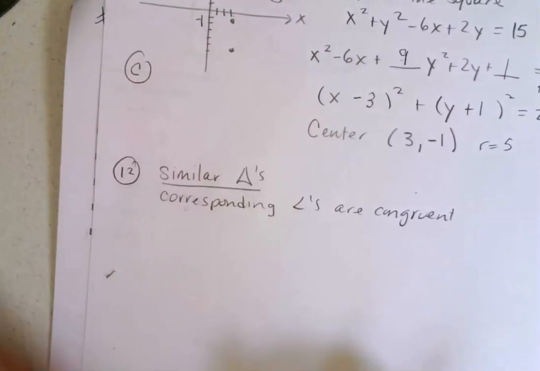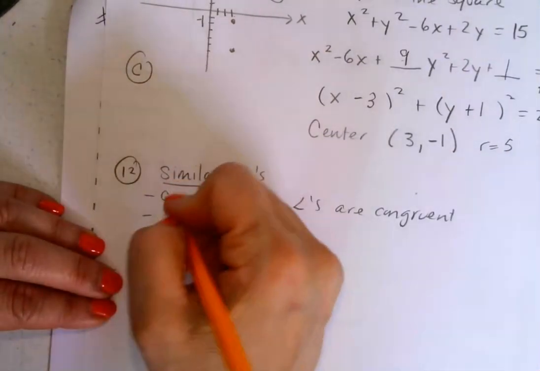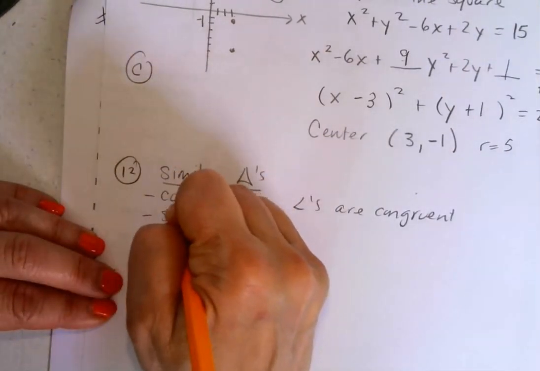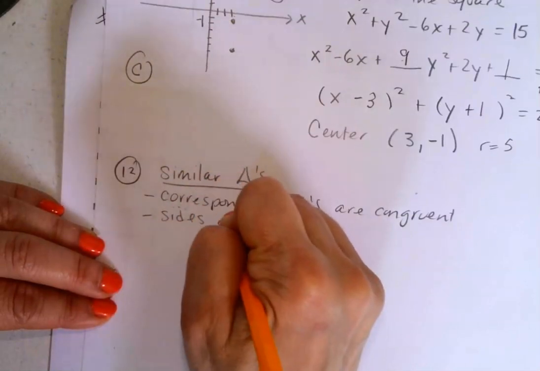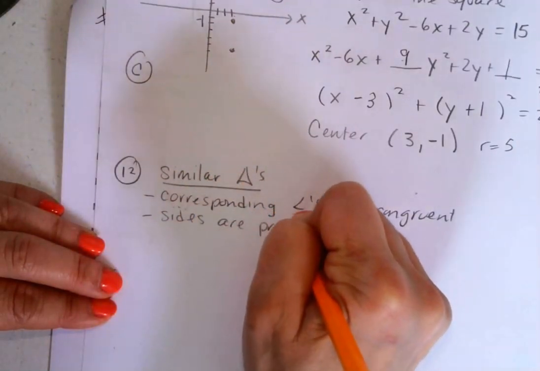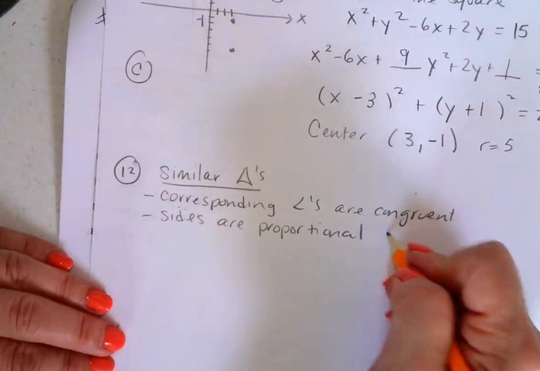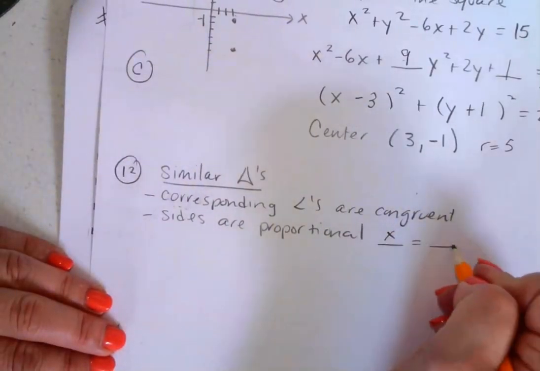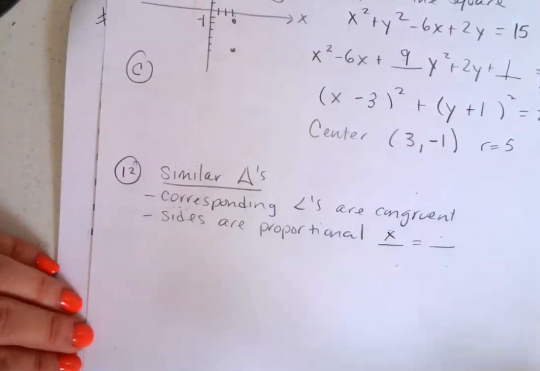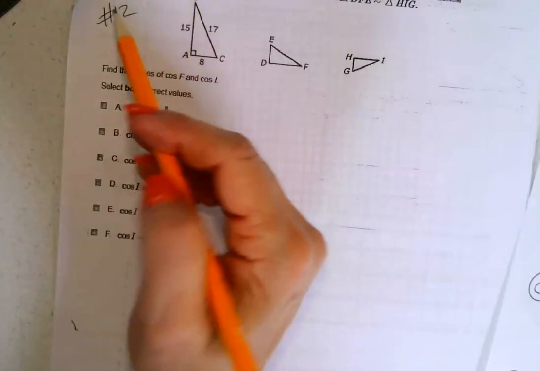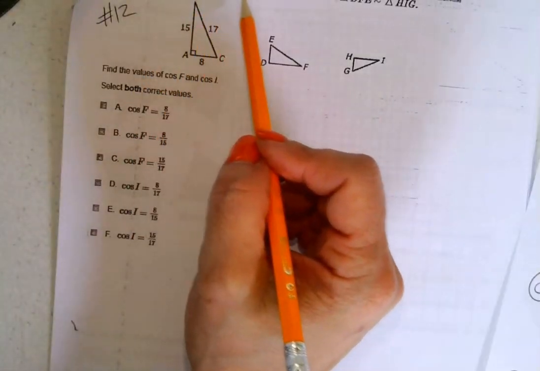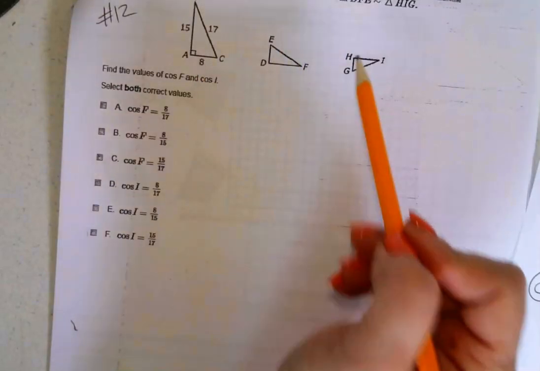We know that corresponding angles are congruent. We also know that sides are proportional. So those are the two things you want to keep in mind. Remember, a proportion looks like this, right? So let's take a look at this question. The figures shown are 3 similar triangles. Okay, so they're all similar to each other.